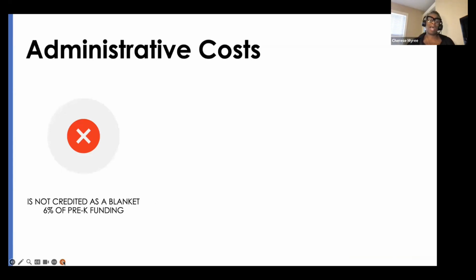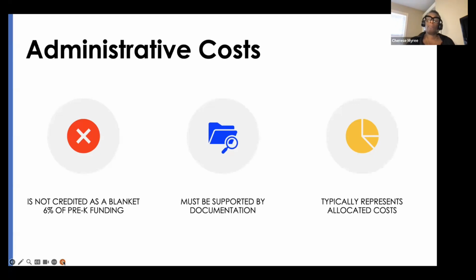So administrative costs is not credited as a blanket 6% of pre-K funding. It has to be supported by documentation, and it typically represents a cost allocation of some sort. So we'll use director salary as an example. In most cases, the director of an organization is director for the entire organization, right? And so that means they do various things. So 100% of their salary is not dedicated to pre-K in this particular example. That means you have to have a basis of allocating that director's salary to pre-K.